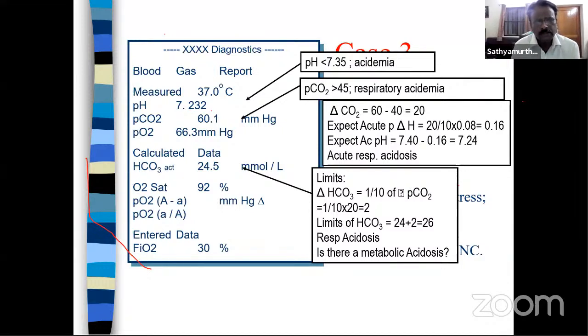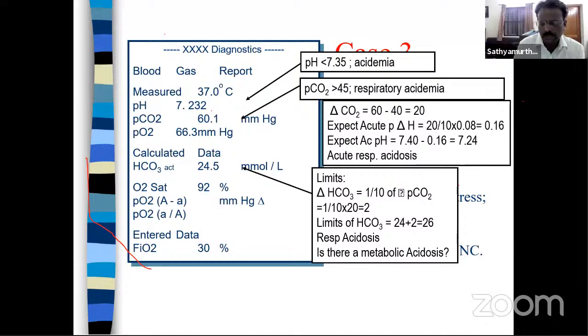Your bicarbonate should actually go up. So what is the patient's bicarbonate here? What is given by the machine is 24.5. So your delta bicarbonate should have been 1 by 10 of delta PCO2. The factor 1 is because it's acute respiratory acidosis. So 1 divided by 10 into 20 is 2. So the limit should have been 26, whereas your patient's bicarbonate is only 24. So is there a metabolic acidosis in this?